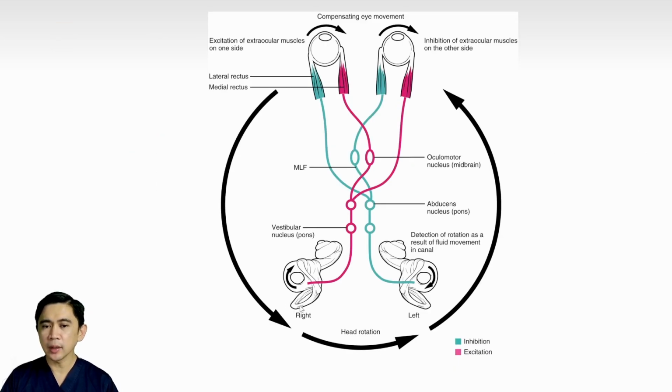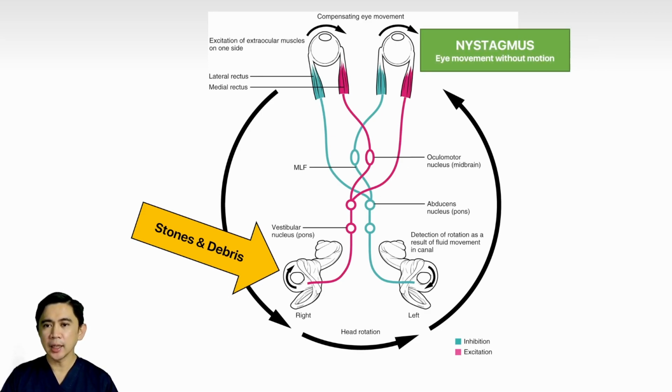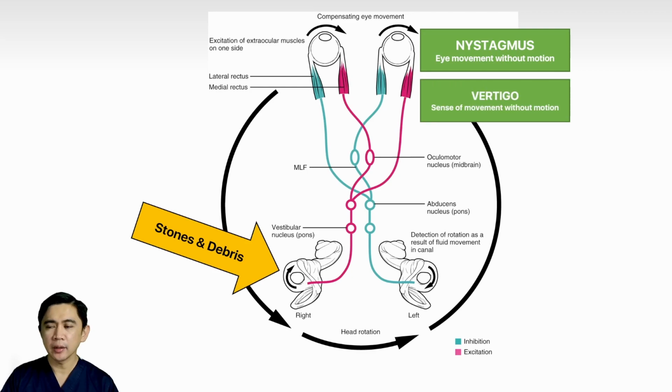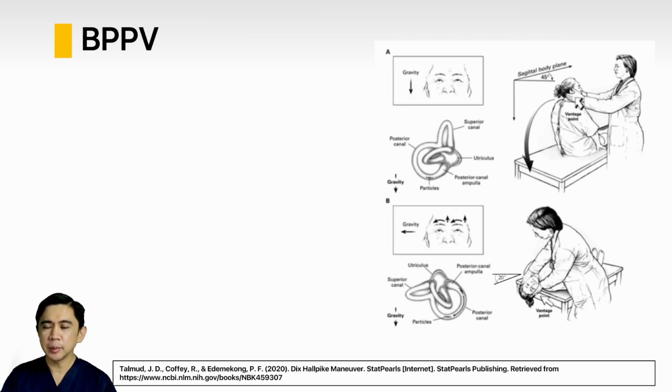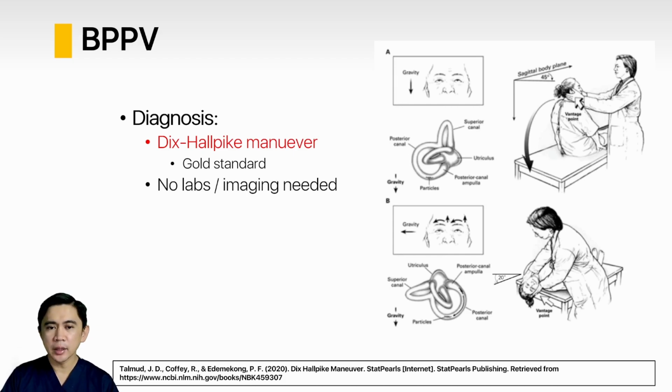Now remember this figure. Stones like otoliths can actually stimulate the ear on one side, and it can produce abnormal movements of the eye, which we call nystagmus, and a false sense of movement, which we call vertigo. The diagnosis of BPPV is very specific, and it is by doing the Dix-Hallpike maneuver as shown here. This is considered to be the gold standard to rule in BPPV, and there are no labs or imaging needed when we are trying to rule in BPPV.